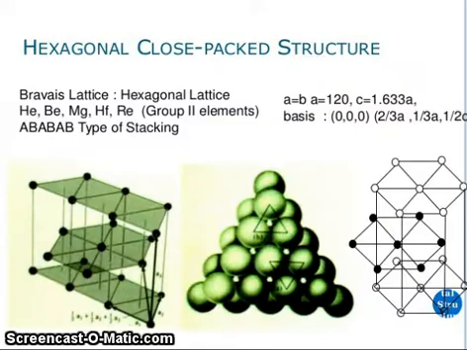Now hexagonal close packed structure. Bravais lattice: hexagonal lattice. Examples: helium, beryllium, magnesium, hafnium, rhenium, group 2 elements. AB type of stacking. a = b, gamma = 120 degrees and c = 1.633a. Basis is (0, 0, 0) and (2/3 a, 1/3 a, 1/2 c). You can see in this figure.